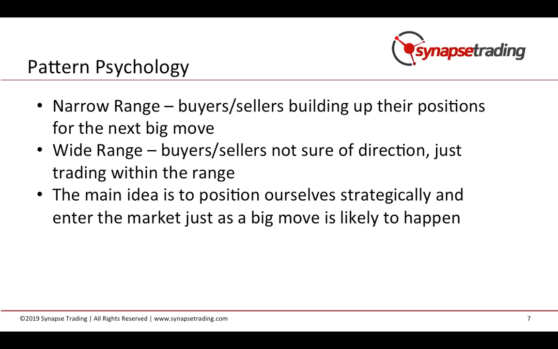Whereas for the wide range, the buyers and sellers are not really sure of the direction. They're not sure whether the market is going up or down. So the traders just tend to trade between the range, meaning they short near the top and they buy near the bottom. So they are basically trading within the wide range. You can see that the psychology here is very different between the two types of range. Hence, the strategy that you use will also be quite different.